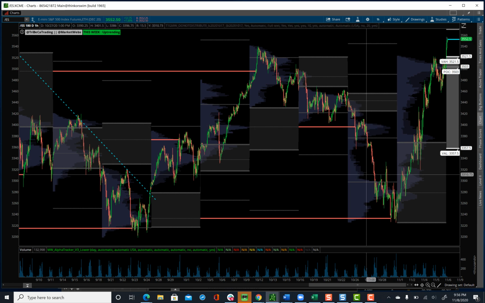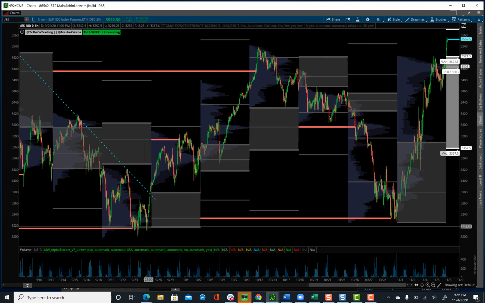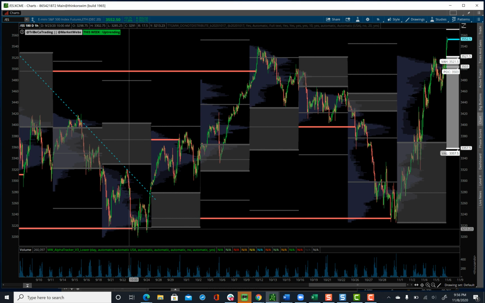It doesn't mean that every time a virgin point of control is touched that it's going to reverse. But you could see that there's a number of cases where that's as far as price went. All right, so you can define where price could be headed to. They often act as magnets. Again, not 100% of the time, but price can actually go ahead and seek them out.